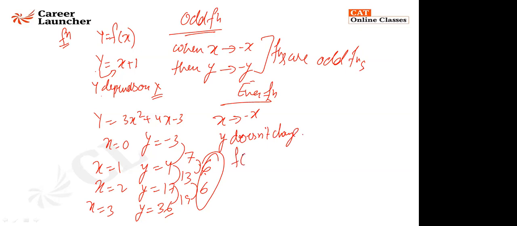These are even functions, which means f of minus x is equal to f of x. The value of y is not changing even if x changes to minus x. I'm sure it is clear to all of you.